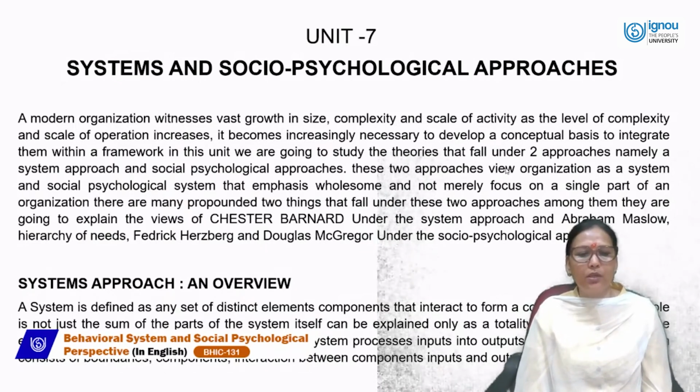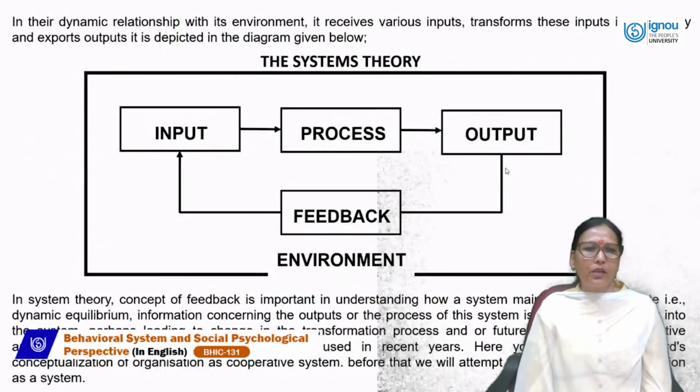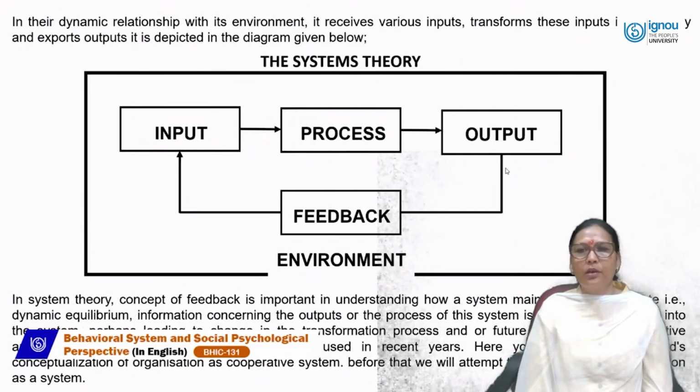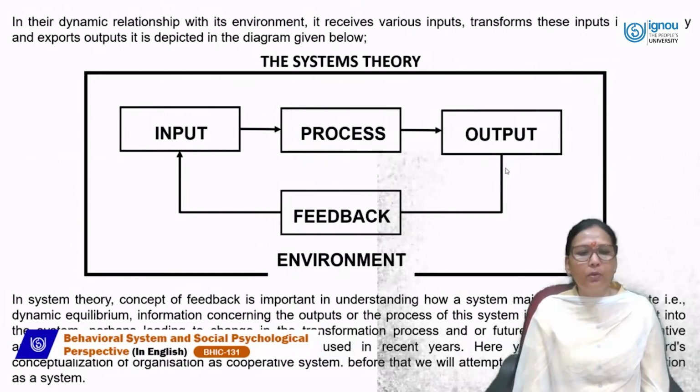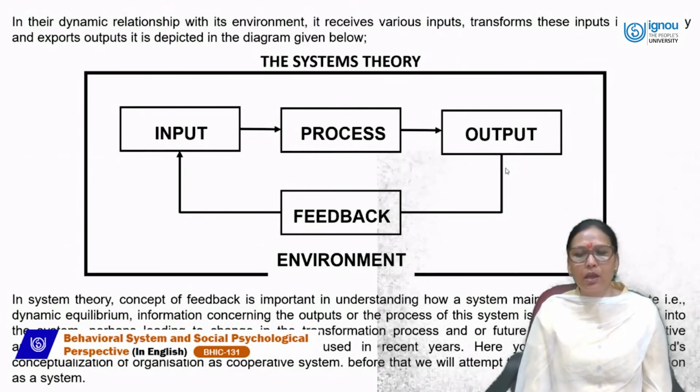Each system consists of boundaries, components, interaction between components, inputs, and outputs. In its dynamic relationship with its environment, it receives various inputs, transforms these inputs in some way, and exports outputs. It is depicted in the diagram of system theory: first we put in input, then it goes to the process, then output, then feedback, and that is merged into the environment. In system theory, the concept of feedback is important in understanding how a system maintains a steady state, a dynamic equilibrium. Information concerning the outputs or the process of the system is fed back as an input into the system, perhaps leading to change in the transformation process and or future outputs.